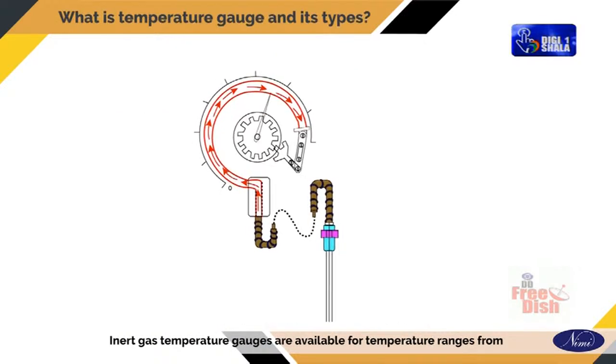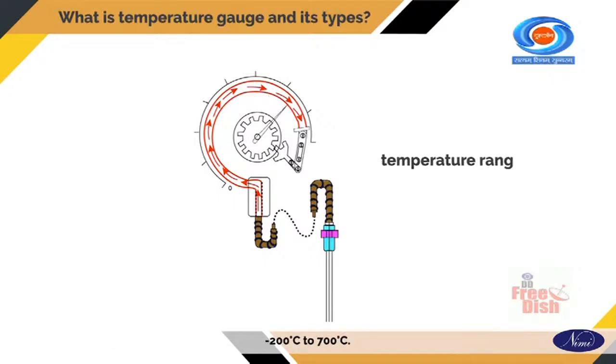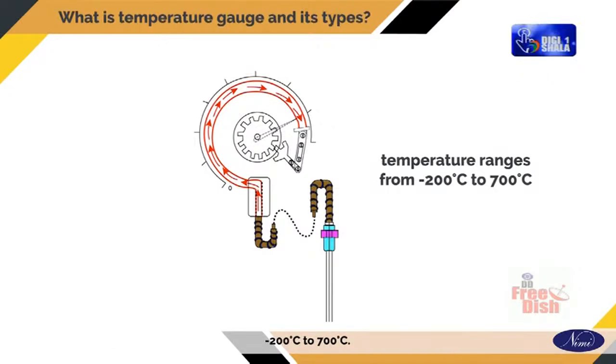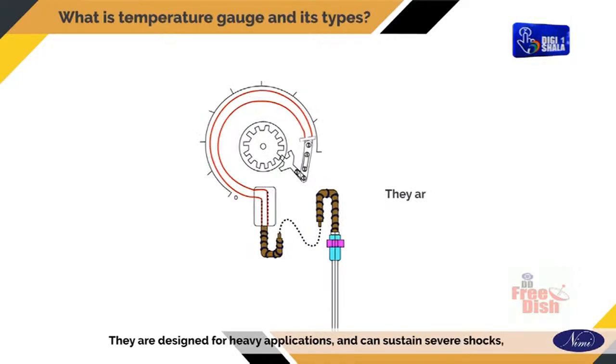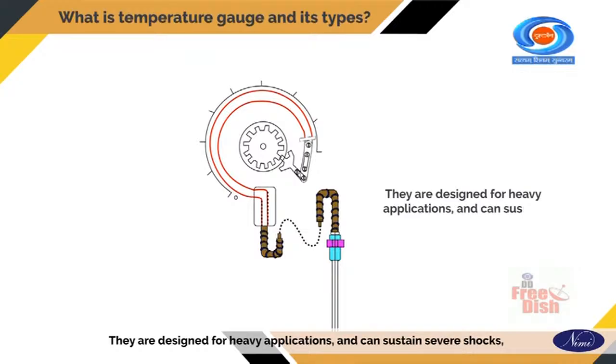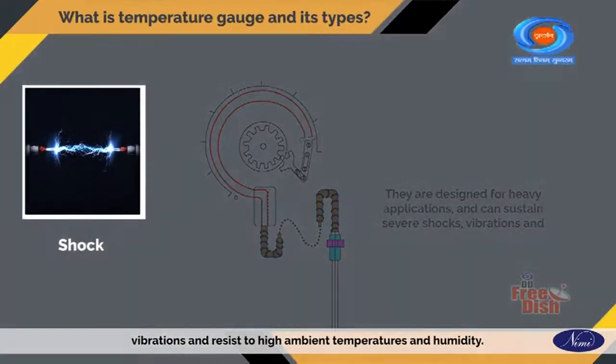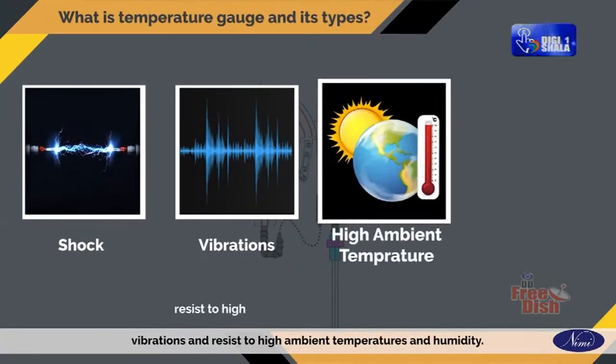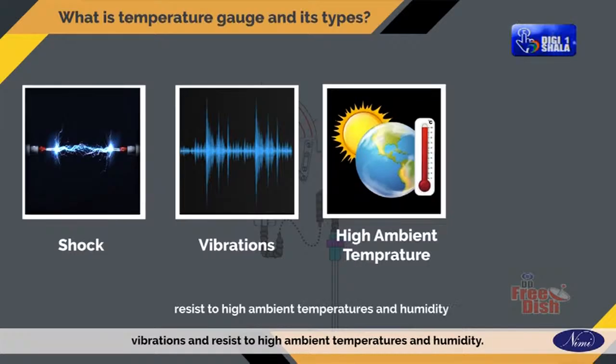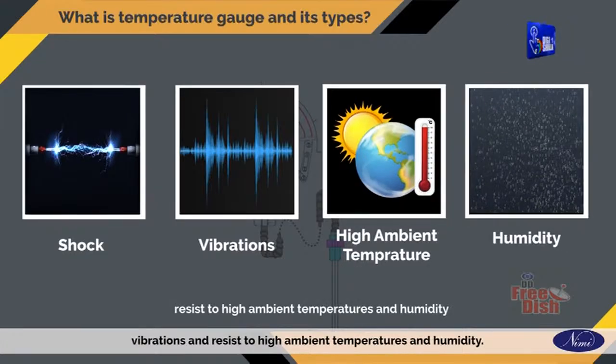Inert gas temperature gauges are available for temperature ranges from -200 degrees centigrade to 700 degrees centigrade. They are designed for heavy applications and can sustain severe shocks, vibrations, and resist to high ambient temperatures and humidity.